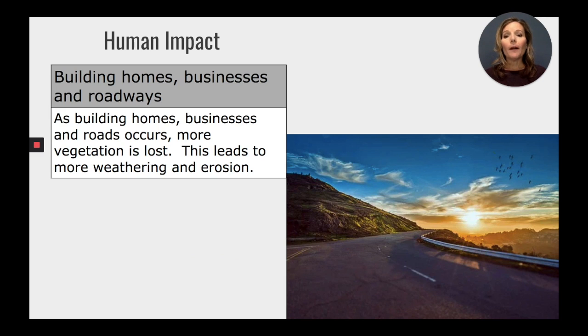And when you think about the building of homes and businesses and roadways, not so much the structures themselves, but that causes a decrease in vegetation, which then causes an increase in weathering and erosion. So what I thought was soil would then have increased erosion, and that would cause more carbon to move from that pool to the upper ocean, eventually by runoff.